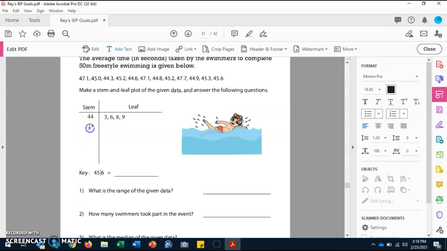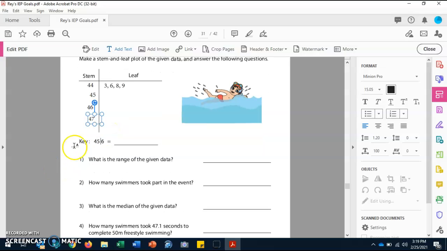So you also have 45, you have 46, and 47. And just put the ones place on the leaf section. And then here it says key. So they're giving you a 45 in the stem side and a 6 in the leaf side. And they want you to answer what does that equal. And that equals 45.6.